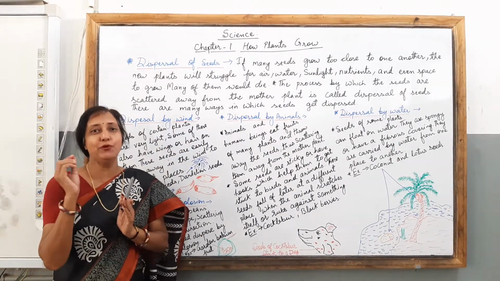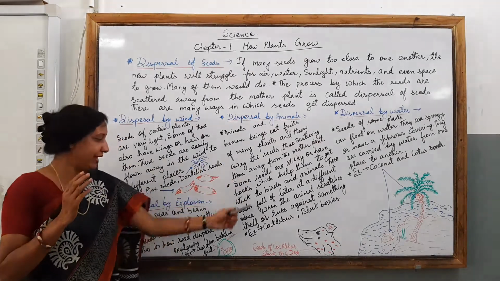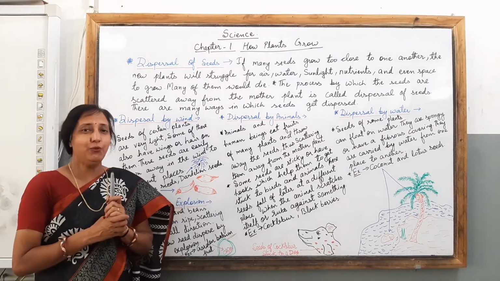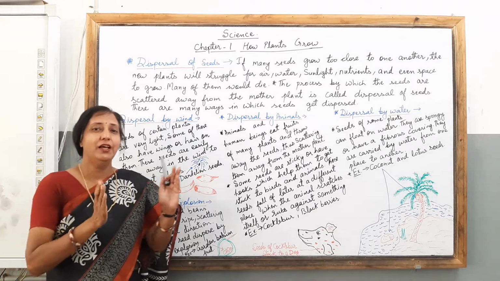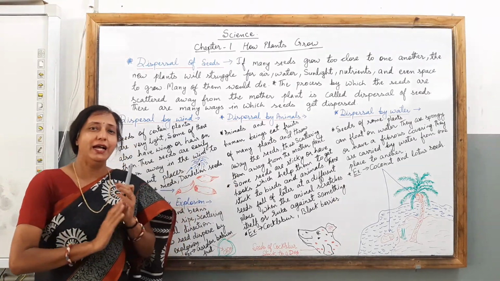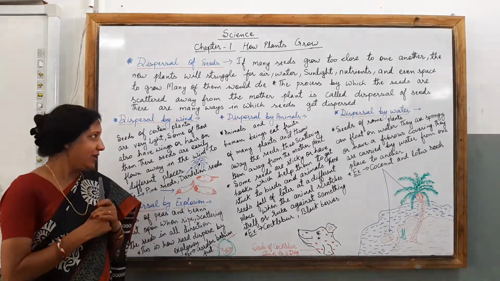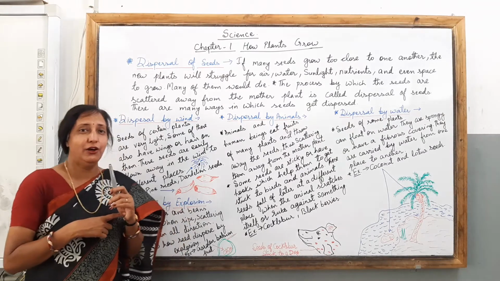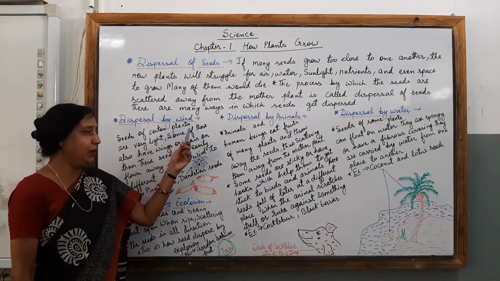The seed moves away from the mother plant with the help of different ways which I am going to teach you in my class today. With this kind of dispersal, the seeds are moved away from the mother plant and then they tend to grow in that particular area. So children, let's talk about the first way of dispersal of seeds, through wind. So we will talk about dispersal by wind.